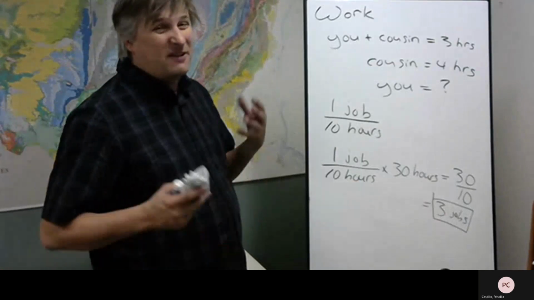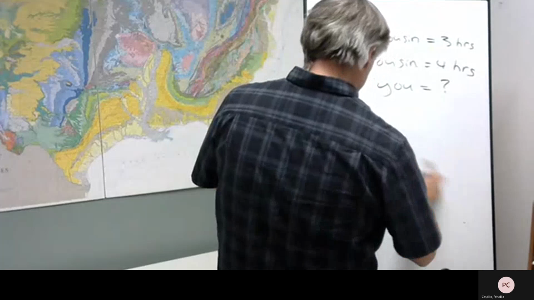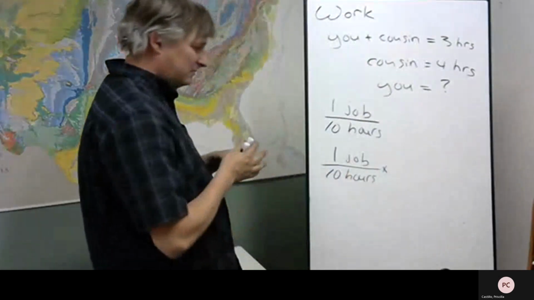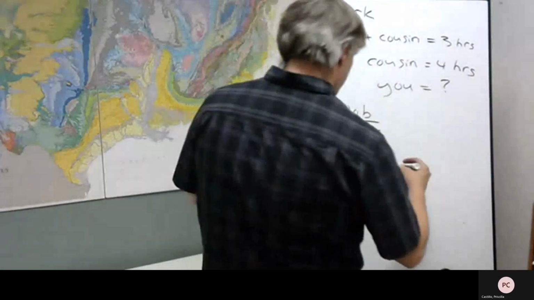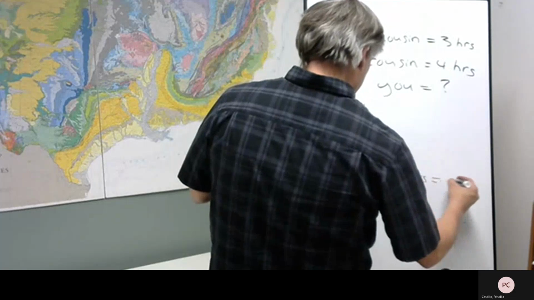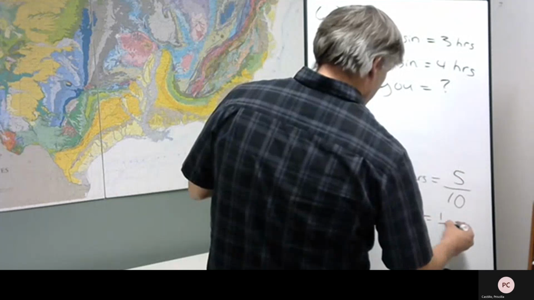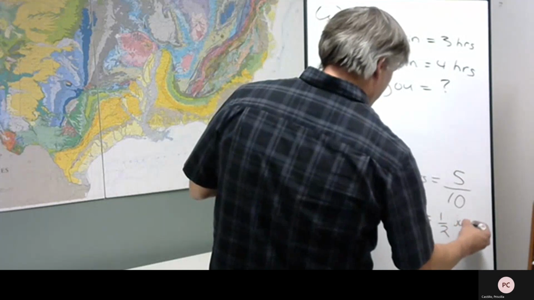Now, let's say we have 5 hours to work. We only have 5 hours. We'll have 5 over 10. That reduces to half a job.